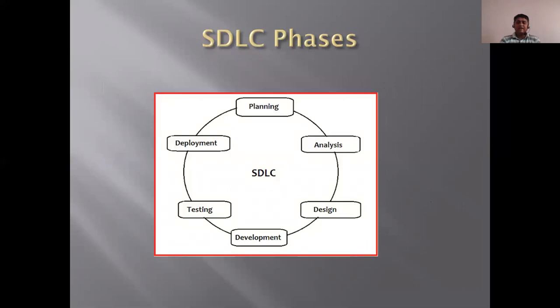There are different phases of SDLC. The first phase is planning. Before creating any software, we do the planning, for example planning for timing and planning for deployment. The second step is analysis, when we gather the requirements. Next is design. After gathering the requirements, we start designing. Then we start the coding. And the next phase is testing.